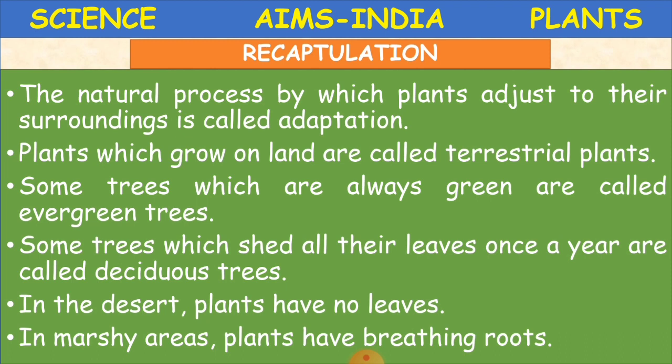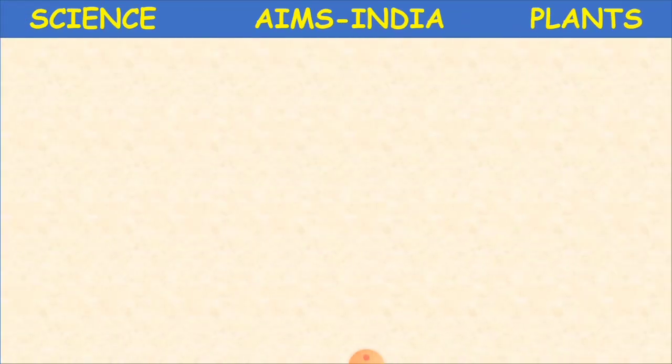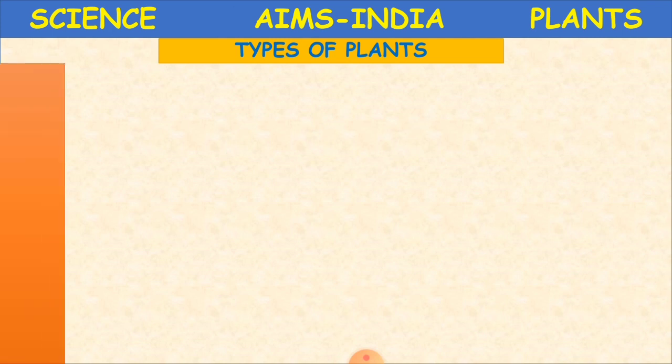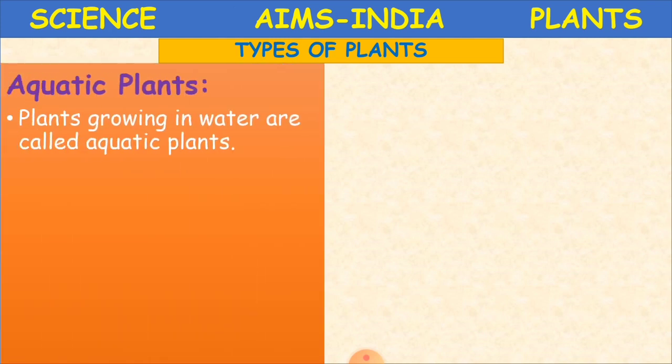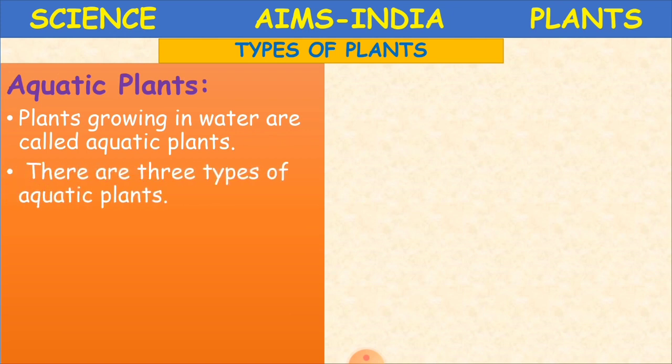So this is all what we have learnt in our earlier classes. Now we are going to learn more about the plants, like types of some more plants. What are they? They are aquatic plants. What do you mean by aquatic, children? Aquatic animals, aquatic plants, aquarium. So aquatic is nothing but water. Here aquatic plants means plants growing in water are called aquatic plants.